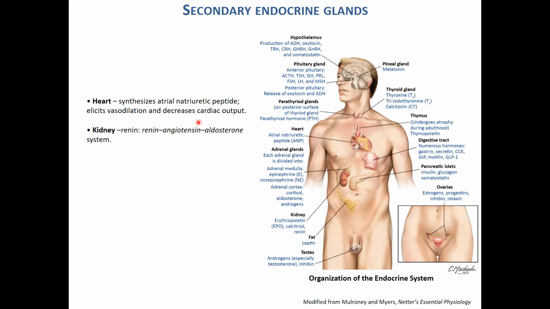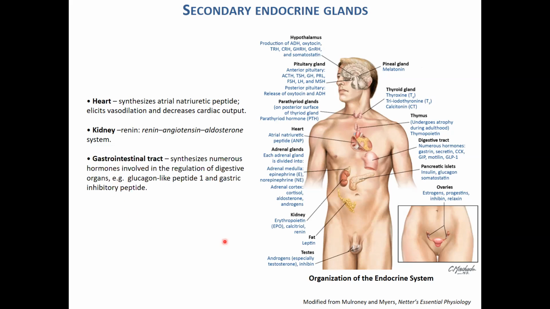And there's the kidney. The kidney produces a protease called renin, and renin is involved in the activation of angiotensin. And this is important in the renin, angiotensin, aldosterone axis, and we'll cover that again when we cover the adrenal gland next week. Then there's the gastrointestinal tract, and the GI tract produces many, many hormones.